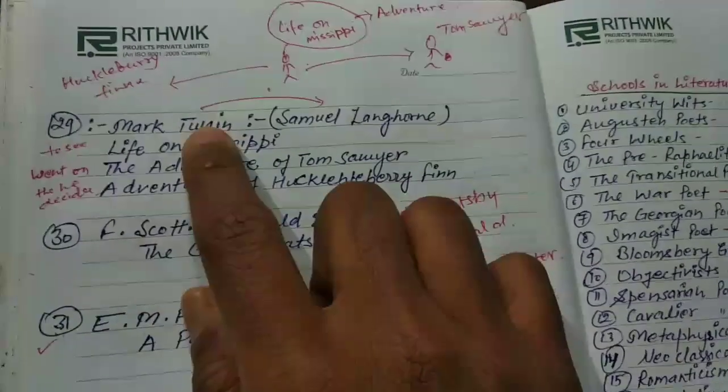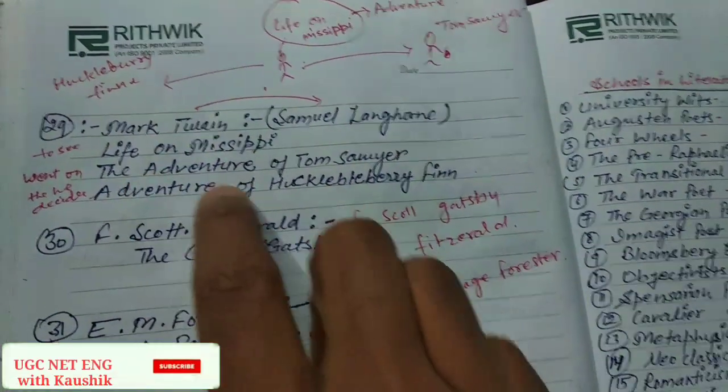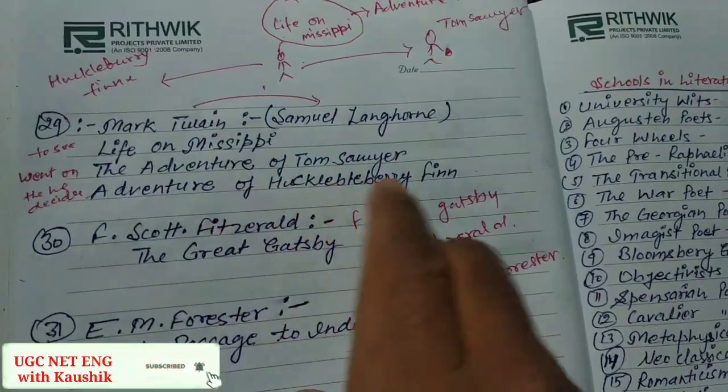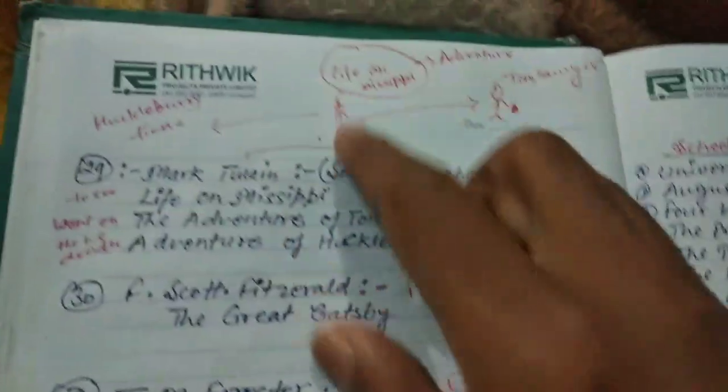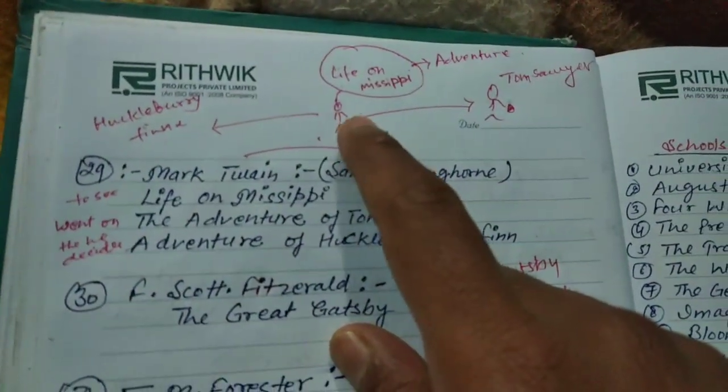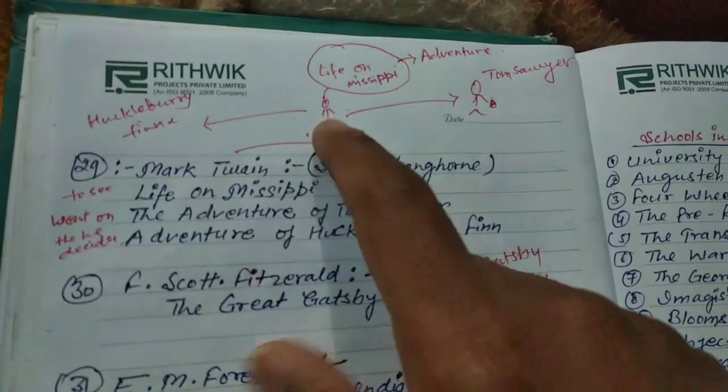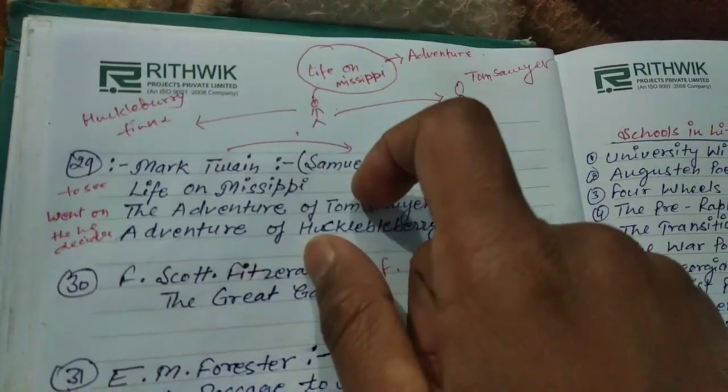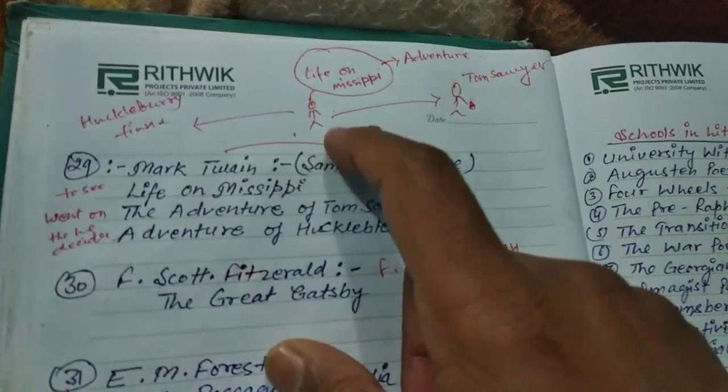So Mark Twain has written three books: Life on Mississippi, The Adventures of Tom Sawyer, and The Adventures of Huckleberry Finn. Now picturize this thing. Here is a man, his name is Mark Twain. Mark Twain is thinking about the life on Mississippi. Now he's planning for an adventure.